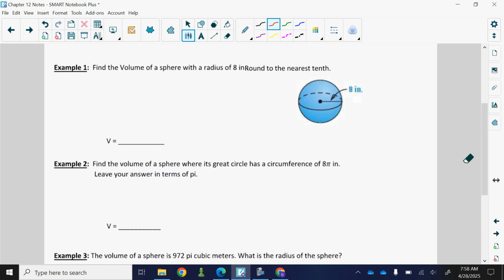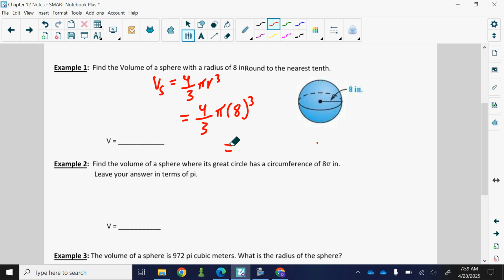Okay, so example 1, pretty straightforward. It just wants you to find the volume of the sphere. It gives you a radius of 8. So again, volume of a sphere is 4 over 3 pi r cubed. We know that r is 8, so 4 over 3 pi times 8 cubed.